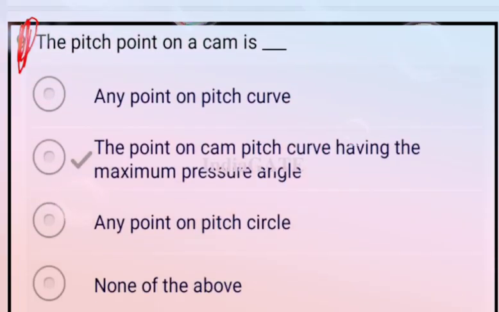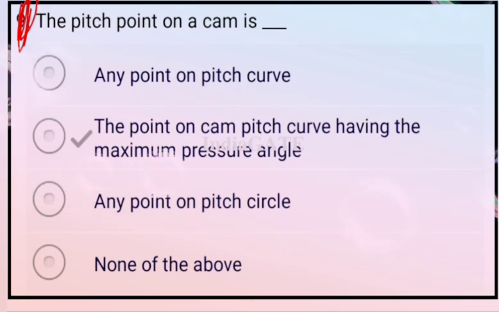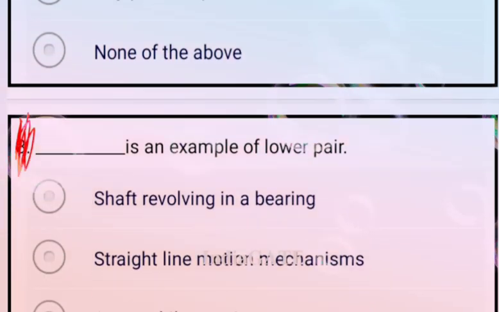The pitch point on a cam is, so option B is correct, means the point on a cam pitch curve having the maximum pressure angle. So option B is your correct answer. Now come to the next question.